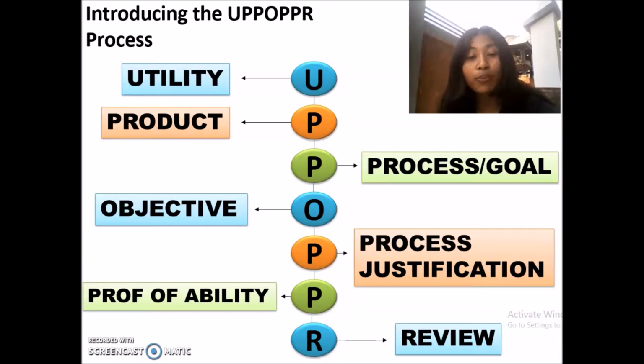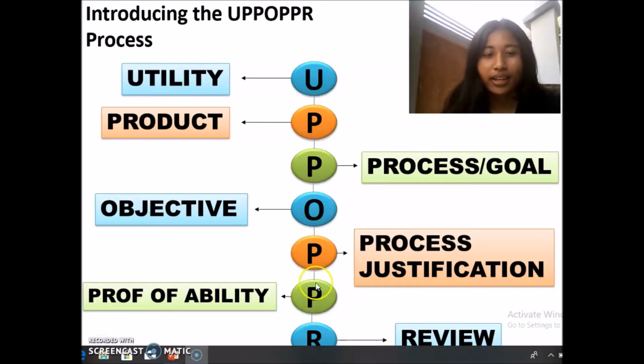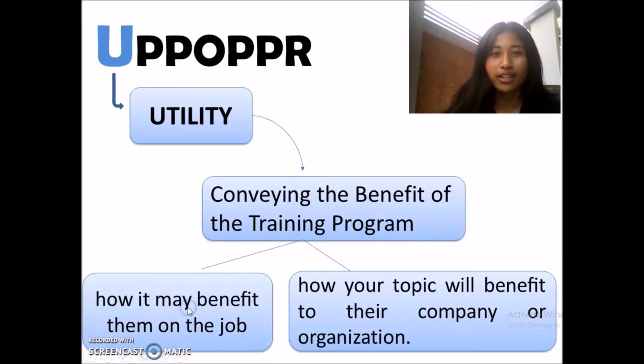Well, let me explain you one by one. Okay, let's start from the first one, that is U, which stands for utility. The key idea in this step is the benefit of your presentation for the audience itself. In this case, how to make them believe that your presentation is important, so they should listen to you.